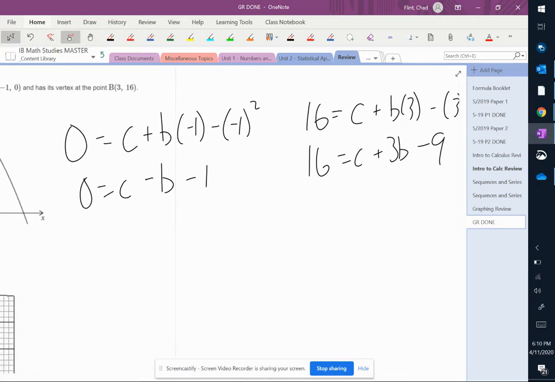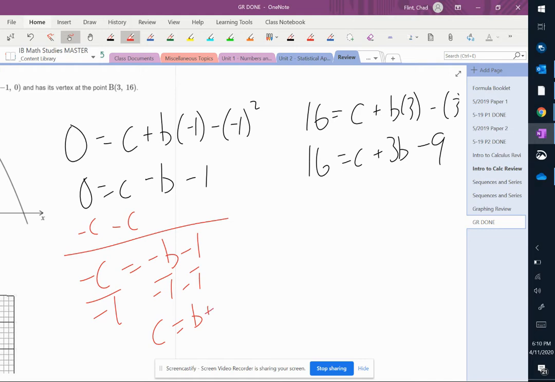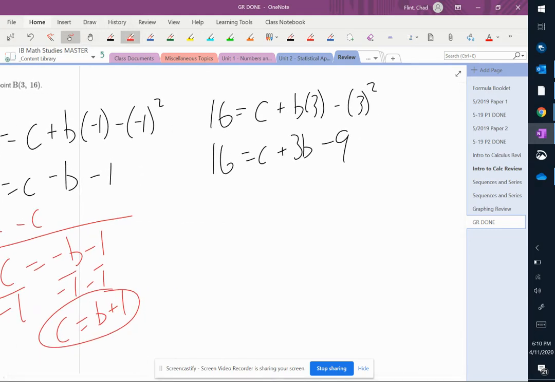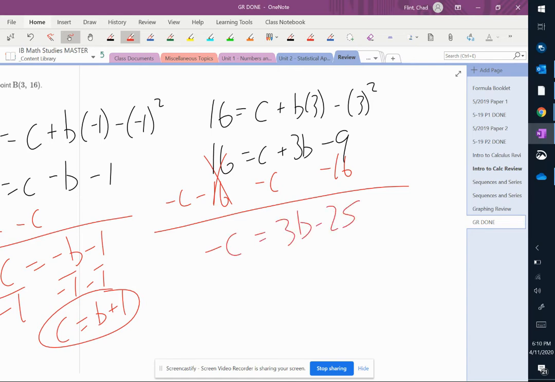Now I can do a bunch of different stuff with them. I can solve them both for 0, I can play around with them. I am just going to solve them both for, say, c. So for the first one, I'm going to subtract c from both sides. Minus c equals minus b minus 1. Divide everything by negative 1 and get c equals b plus 1. For this one, I am going to subtract the 16 over to here and subtract the c over to here. And I get negative c equals 3b minus 25.